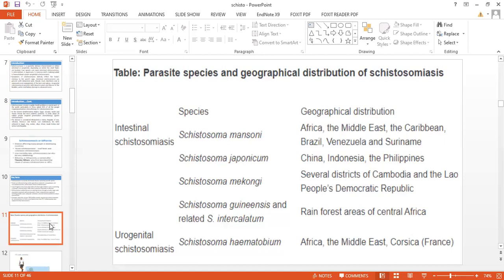Urogenital schistosomiasis, which is caused by the species Schistosoma haematobium, is more prevalent in Africa and the Middle East, while Corsica in France is also affected.